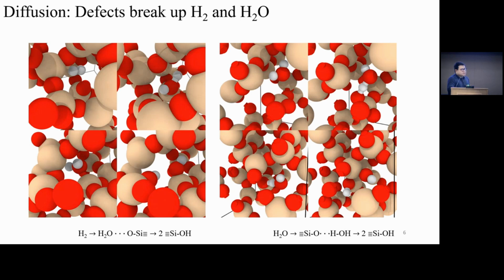So the result for this H2 and H2O diffusion is that the defect energy is very, very high, and it can effectively trap those H2 and H2O and also dissociate them into hydroxyl groups.